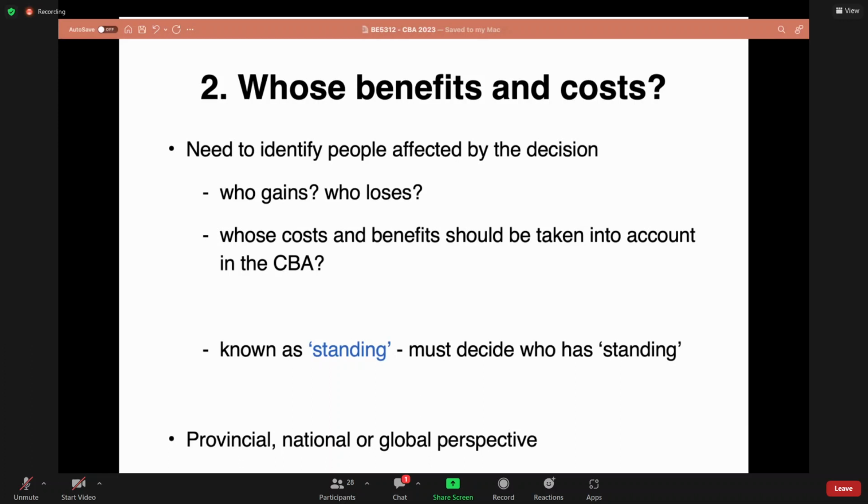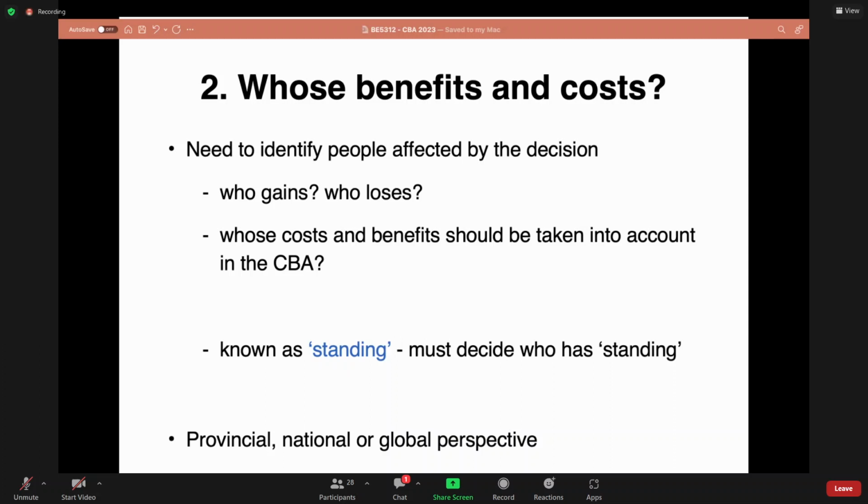So this could be done at different levels. Depending on how you do the analysis, you can do a CBA at, say, provincial level, considering a certain province. So you can consider the costs and benefits to people in a particular area due to a project. Or you can do CBA from a national perspective, considering the costs and benefits to a country as a whole. Sometimes even from a global perspective.